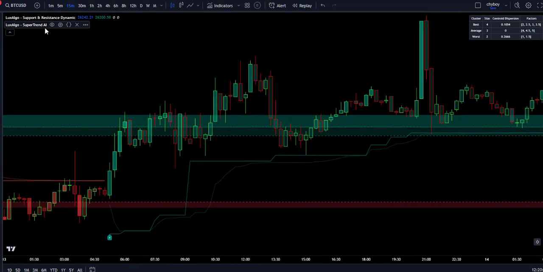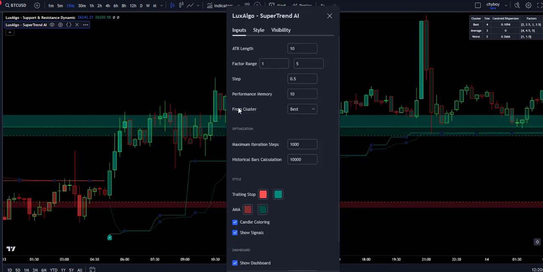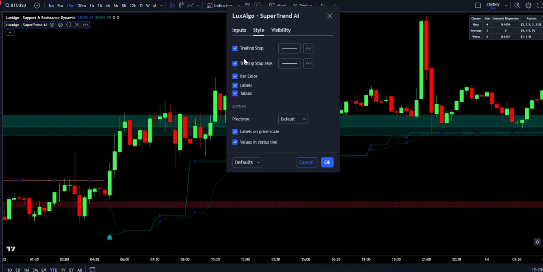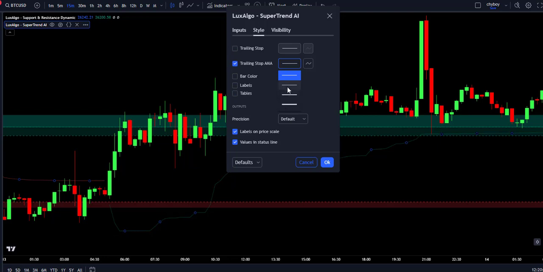Then we go over to the indicator settings. On the input settings, uncheck the candle coloring, and then go over to the style settings. Uncheck the trailing stop, bar color, labels, and the table, and increase the size of the trailing stop AMA and press OK.